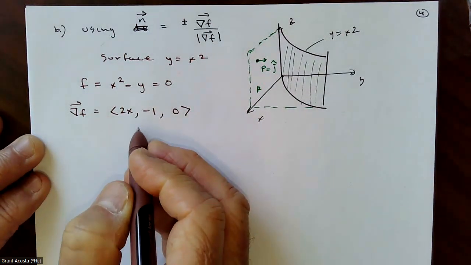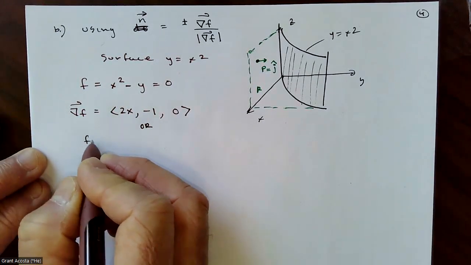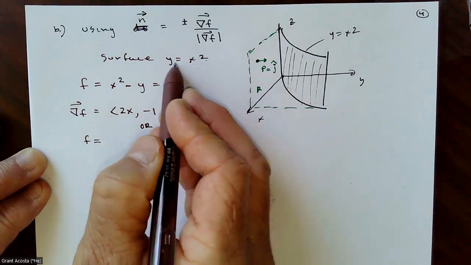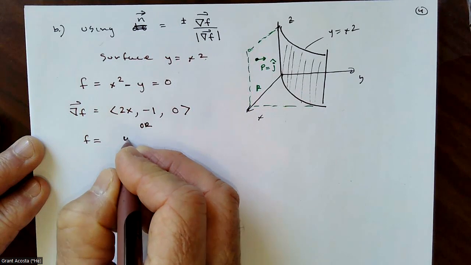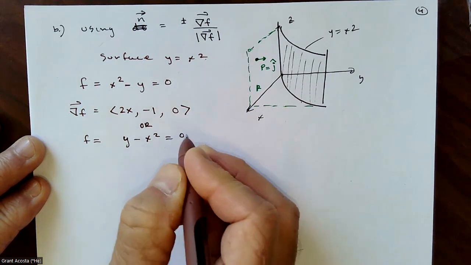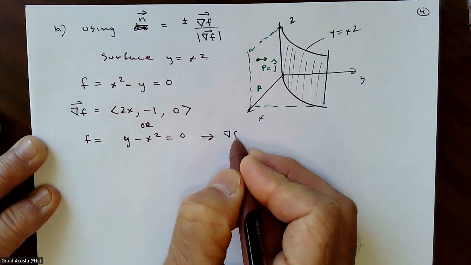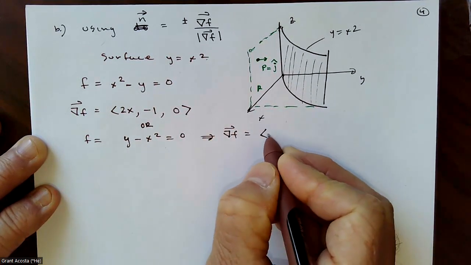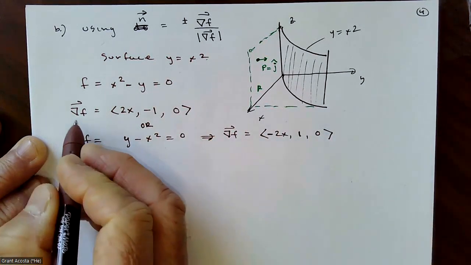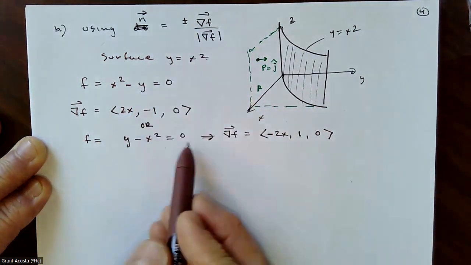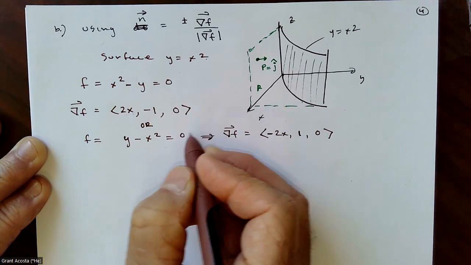I should mention this because we could have also defined f. I moved y over to the other side. I could have moved the x squared over instead and gotten y minus x squared equal to 0. And I could have gotten for my gradient negative 2x, positive 1, 0. That's what I mean by the plus or minus in the formula, it's just the negative of this one, right? I could have gotten that as my gradient.